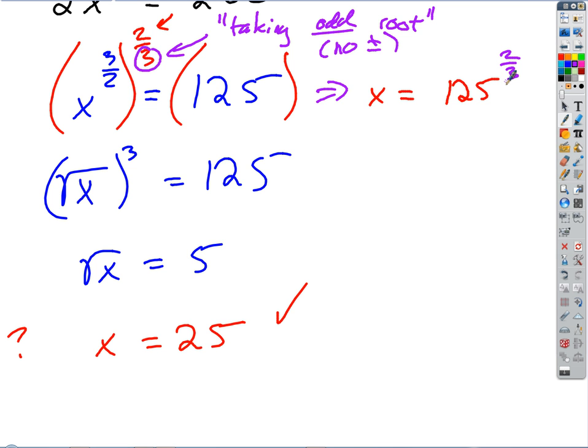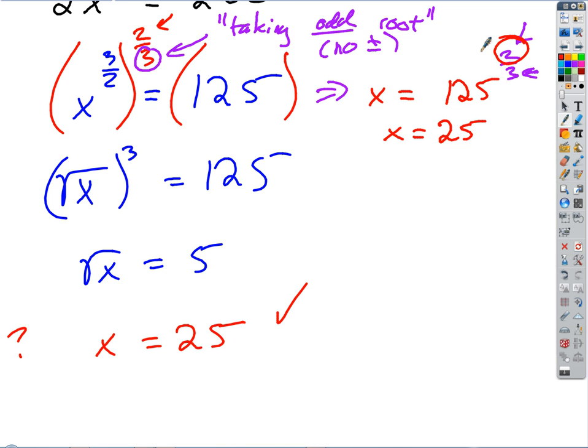Well, 125 to the 2/3, remember how we do that. That just means a cube root squared. Cube root of 125 is 5, squared is 25. So we get the same answer. We just get it a little more quickly. Okay? We still have to check it though, right? Why do we have to check it? Because we took a square root. Because we took this to an integer power other than 1, right? That's different than what we've done in the past.